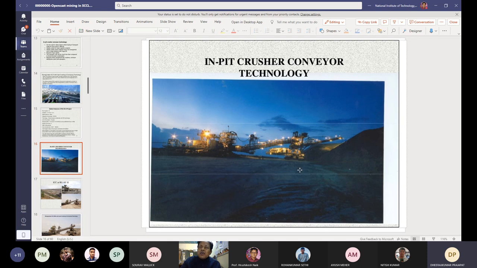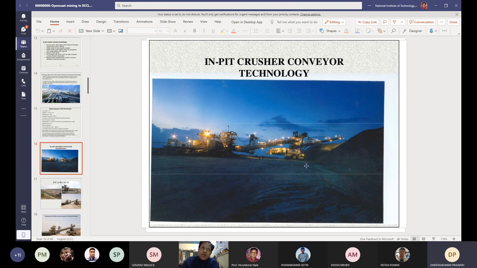First, as I have told, the overburden material will be drilled and blasted. After blasting, with the help of a shovel, you load the material to the dumpers. Then dumpers will carry the material and feed it to the crushing plant, to the crusher. After the material is crushed, it will be fed to the belt conveyor system. Then the belt will carry the material for a longer distance, and after that the material will be fed to the spreader. The spreader's job is to spread the material uniformly on the dump yard for the reclamation of the mine. So this is the series of events carried out in in-pit crushing and conveying technology adopted in the mines.